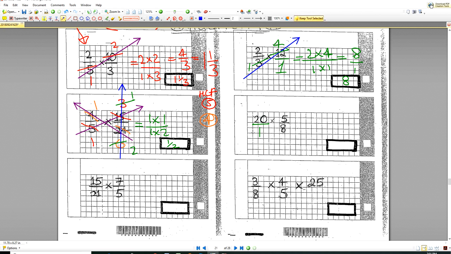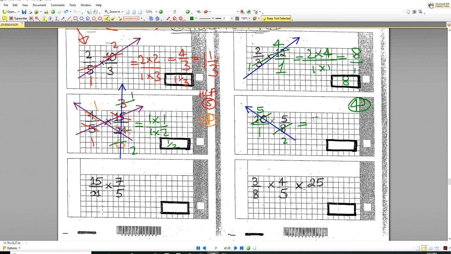Right, now this diagonal is no good because 1 and 5, you can't cancel them by anything apart from 1, and that doesn't do anything. This diagonal is actually good because these 20 and 8 will cancel, and they will cancel by 4 as the highest common factor. So 20 and 8 will both have a highest common factor of 4. So we divide that by 4, we divide that by 4.